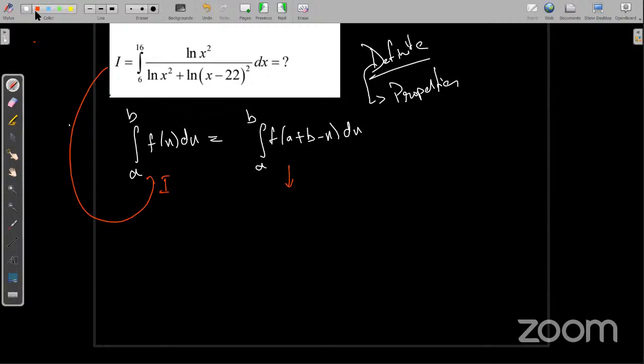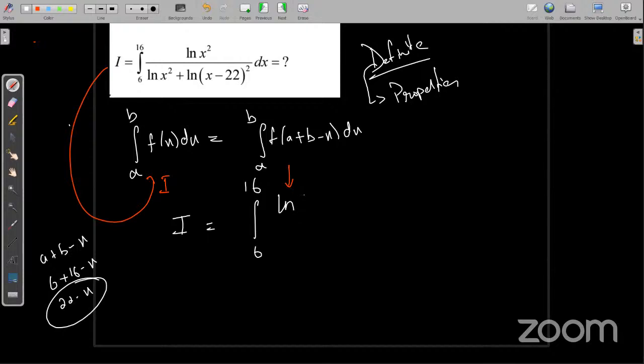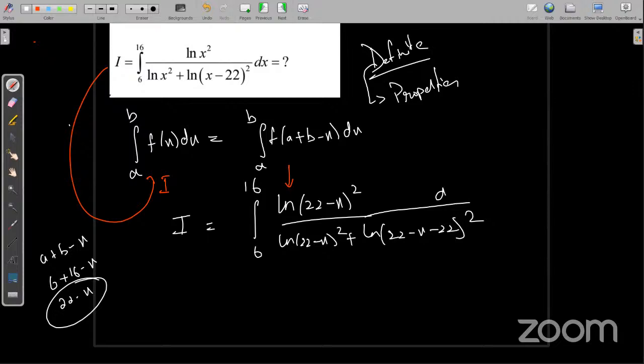So what could this be? I is equal to, I can write it as integral 6 to 16. Guys, what is a plus b minus x? Let me write it separately. a is 6 plus 16 minus x. So I'm getting 22 minus x, guys. So I have to replace x with 22 minus x. Please be careful: 22 minus x whole square divided by ln of 22 minus x whole square plus ln of x, that is 22 minus x minus 22, whole square. So this is what we got.